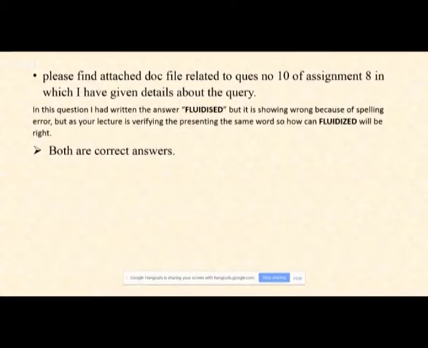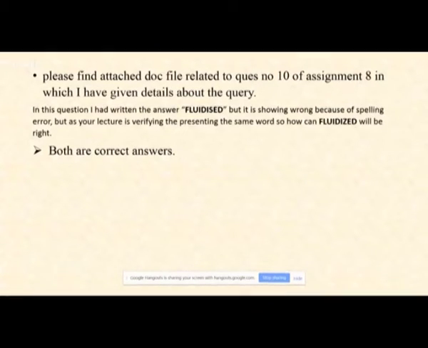The next question is, please find a test doc file related to question number 10 of assignment 8, in which I have given detail about the query. Okay, it is about the fluidized bed.